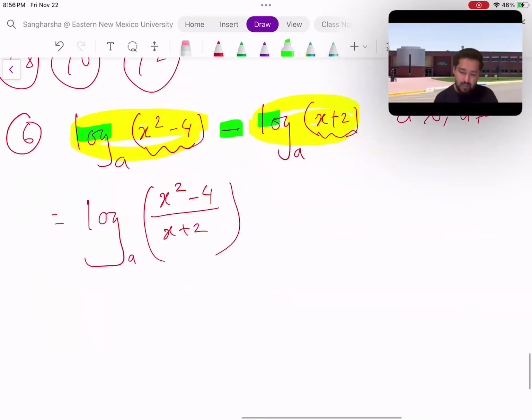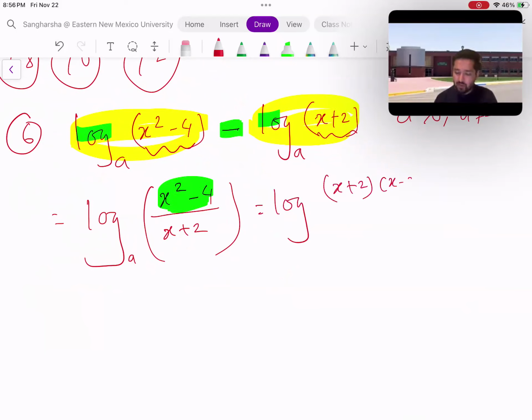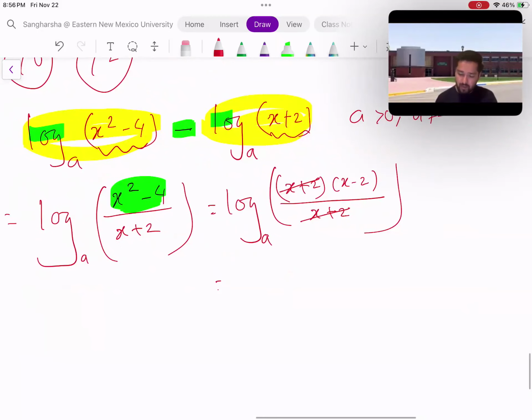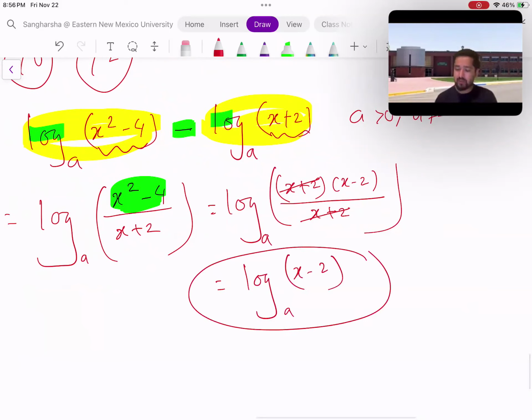Now here we can factorize x squared minus 4. We always need to have our answer in the simplest form. So this is log of x squared minus 4, which is the same as x plus 2 times x minus 2 divided by x plus 2 to a base a. x plus 2 is a common factor, cancel out. So we have log of x minus 2 to a base a. And this is our final answer. We had 2 log expressions and we end up having a single log expression. Any question?